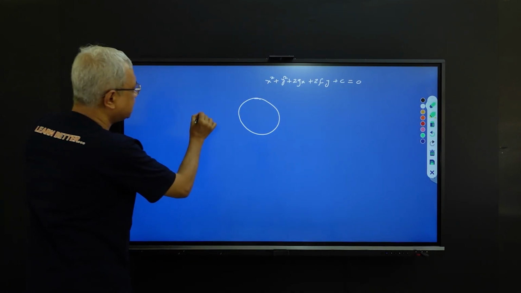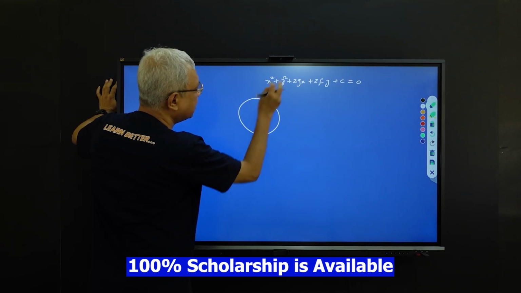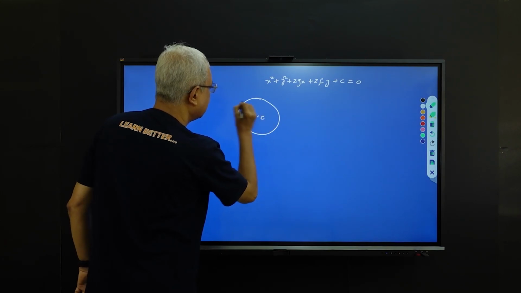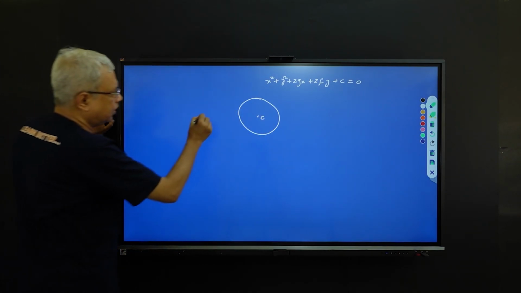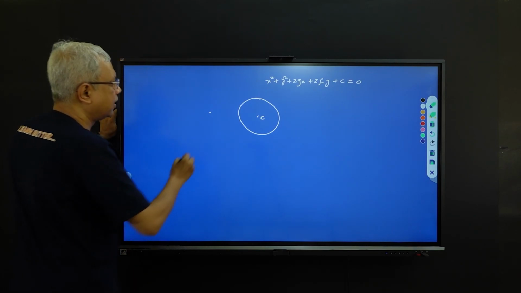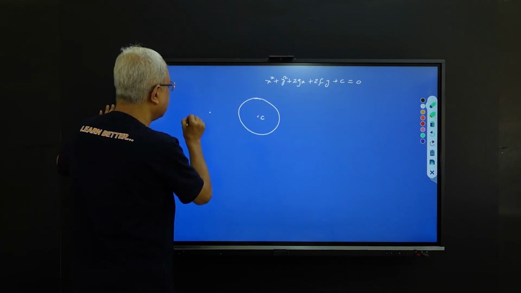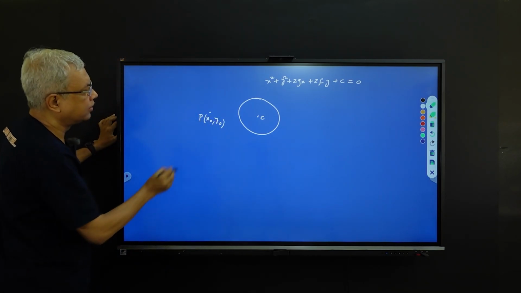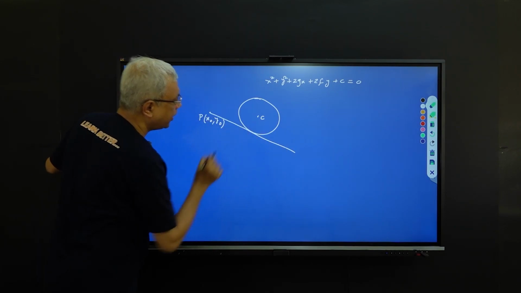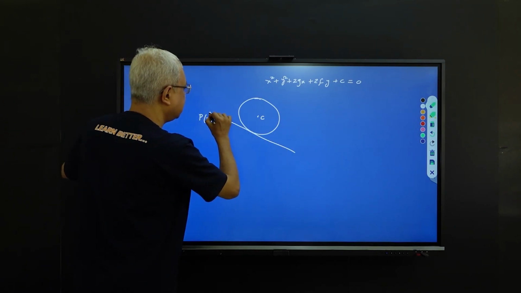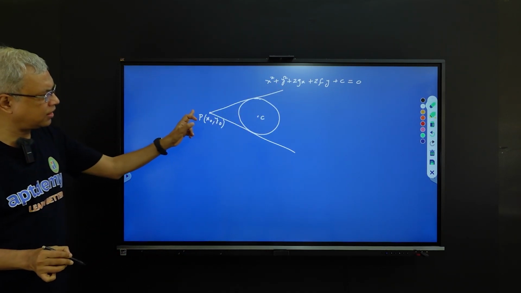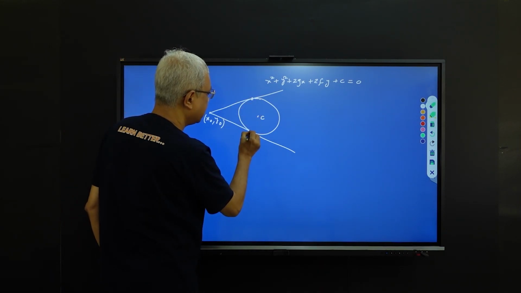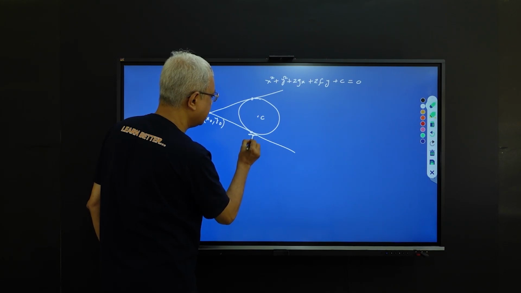And there is an external point. The center of the circle is minus g, minus f. So this is the center of the circle. Now take an external point, a point outside the circle, P, whose coordinate is say x0, y0. Now from P draw a tangent here and draw another tangent here. So from an external point I can draw two tangents to the circle, and call these points of contact T1 and T2.